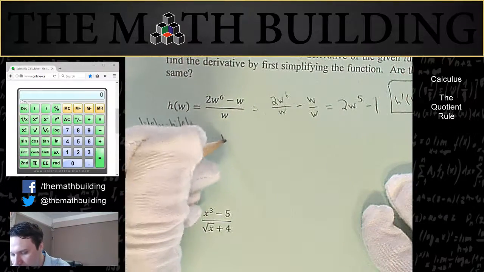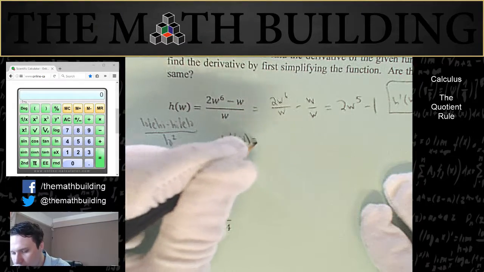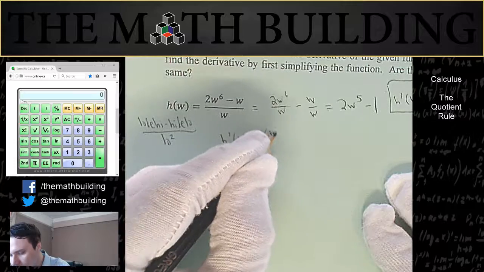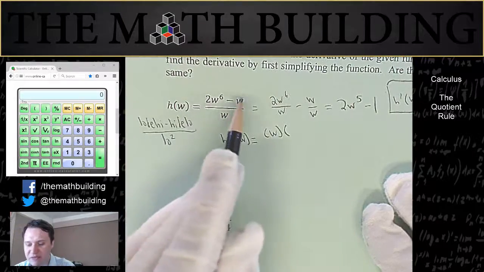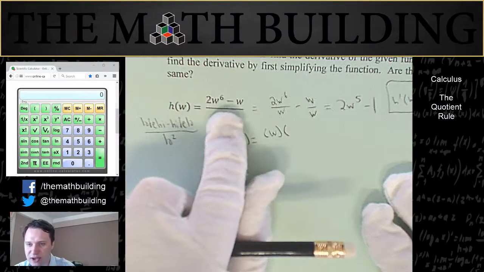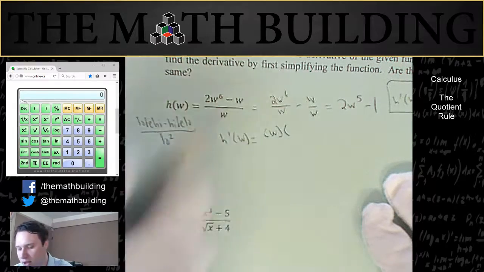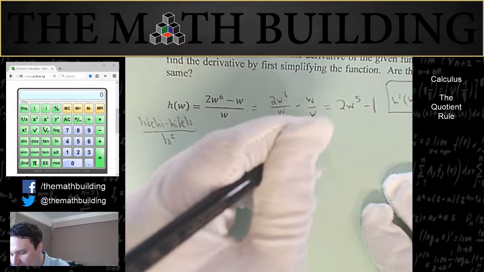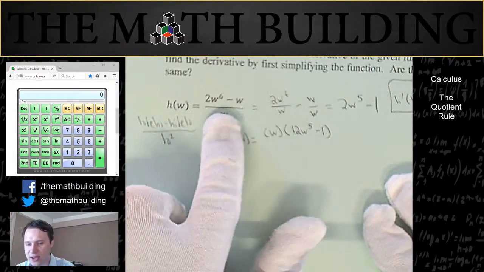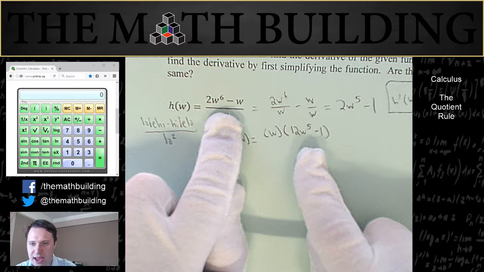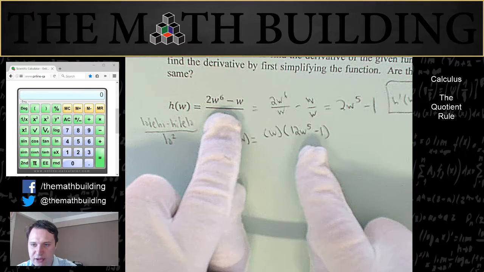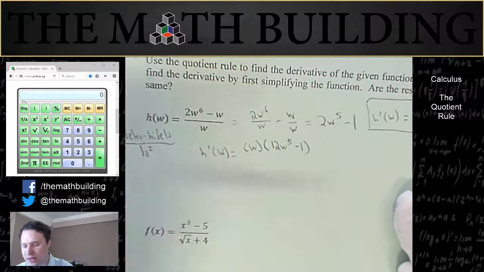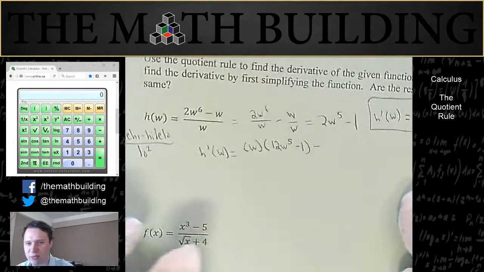H prime of w with the quotient rule would equal the low times the derivative of the high. So ignore this for a second. The derivative of the top would be 12w to the 5 minus 1. So take a look at that. Do you see that the derivative of the high would be 12w to the 5 minus 1 thanks to the power rule? Now in the quotient rule, we now have a minus sign, so it's really important we use parentheses.